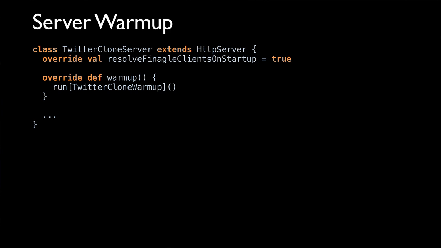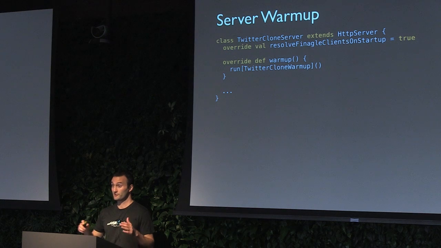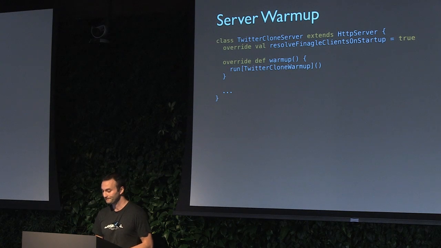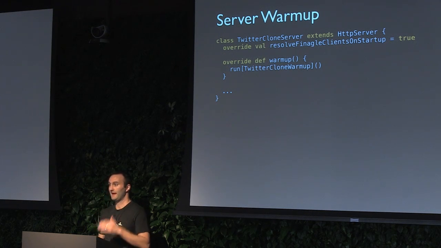We have support for two types of server warmup. The first, if you set that flag to true, your server will not start accepting incoming requests until all Finagle clients have been resolved. So this is really important if you're connecting, let's say, to a backend thrift service. There's a few hundred or a few thousand nodes. It takes a while to do that resolution. And then we also have a warmup method. Override that warmup method, add any application-specific warmup logic, exercise different controller paths, different services, and give the JVM time to warm up.